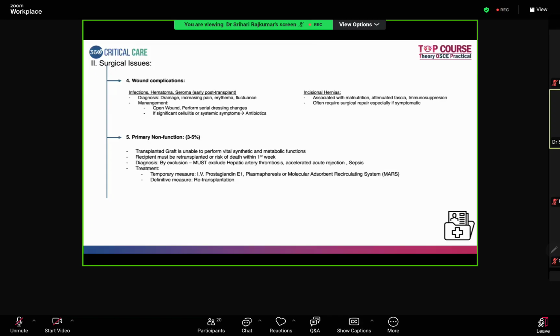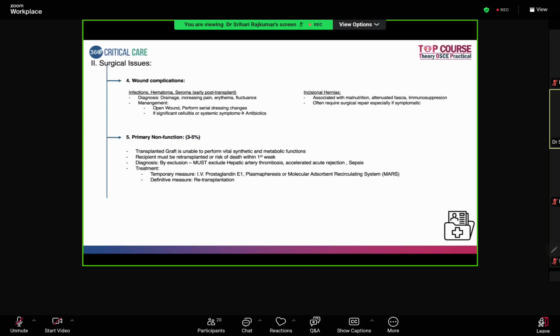And primary non-function. One thing I want to make clear is that primary non-function and rejection are not the same. They are two totally different terms. In primary non-function, the transplanted graft is unable to perform vital synthetic and metabolic functions. The recipient must be retransplanted, or death is likely to occur within 1 week.